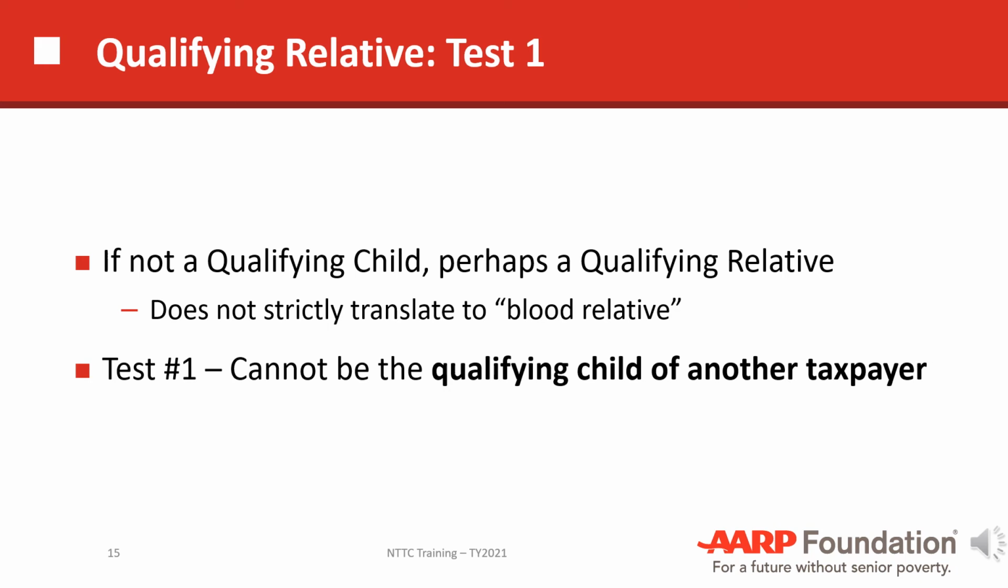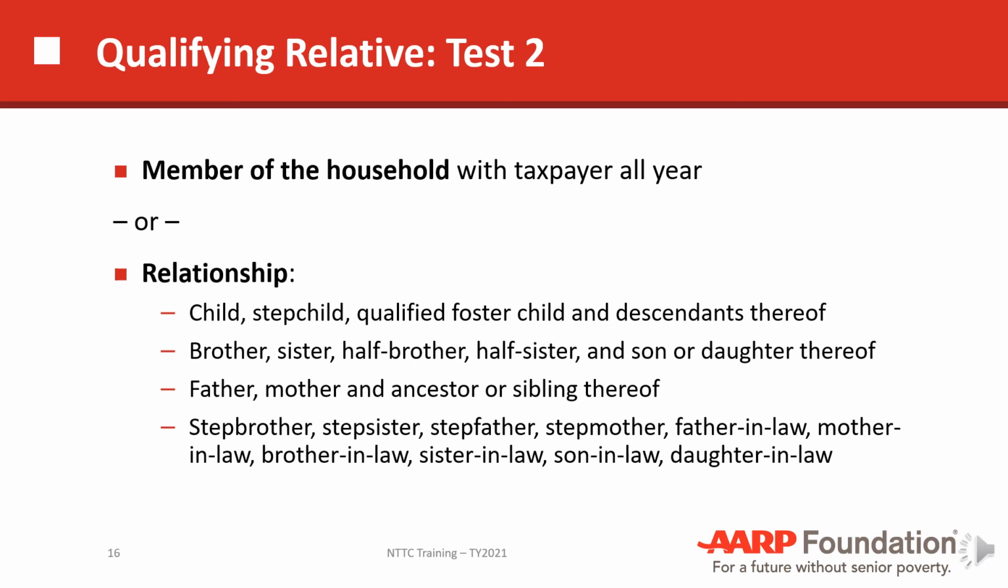The first test for qualifying relative is whether they qualify as a dependent or as a child under another taxpayer. So if they qualify as a qualifying child under another taxpayer, then this taxpayer cannot use the qualifying relative rules. So you basically stop on test number 1 and don't bother going any further because they do not qualify as a qualifying relative.